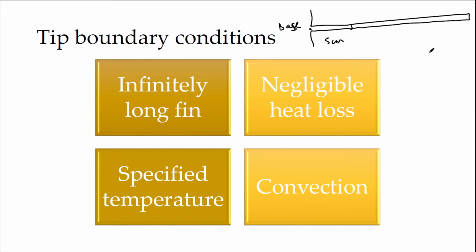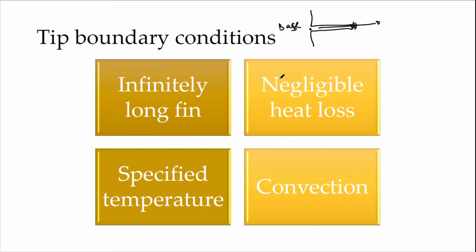So let me delete this first. Next we are going to look at negligible heat loss. For negligible heat loss, we assume that the tip of the fin is insulated. Therefore, heat transfer can occur in this direction, but not cross the boundary. It cannot pass because we are assuming that the tip has negligible heat loss, or is adiabatic.